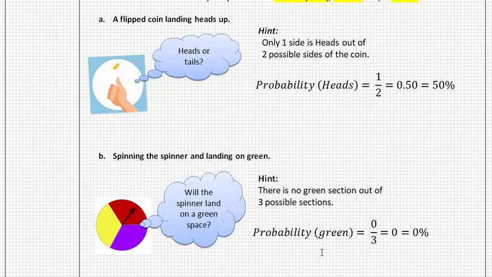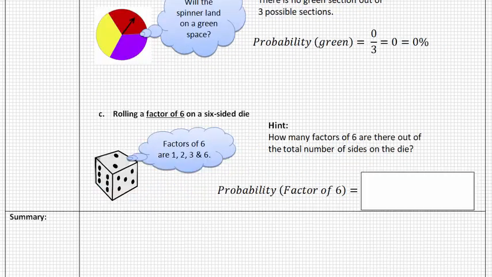Let's do one last one. Here's our final question. On rolling a fair dice, well, die, because there's only one of them, what is the probability of rolling a factor of 6 on a 6-sided die? We have to remember what the word factor means. Factors are numbers that you can multiply together to get 6. So on this die, out of 6 sides, 1, 2, 3, and 6 are all factors of 6, because 1 times 6 is 6, and 2 times 3 is 6.